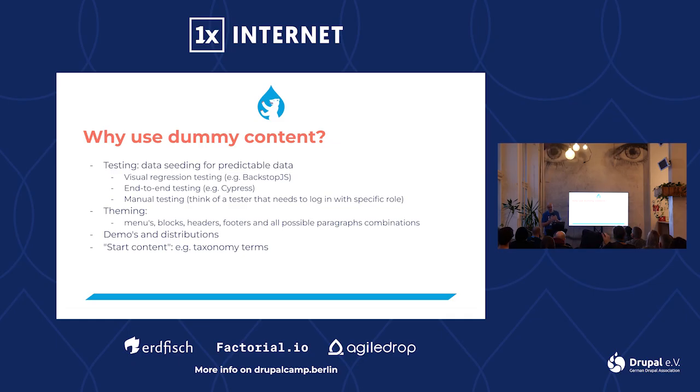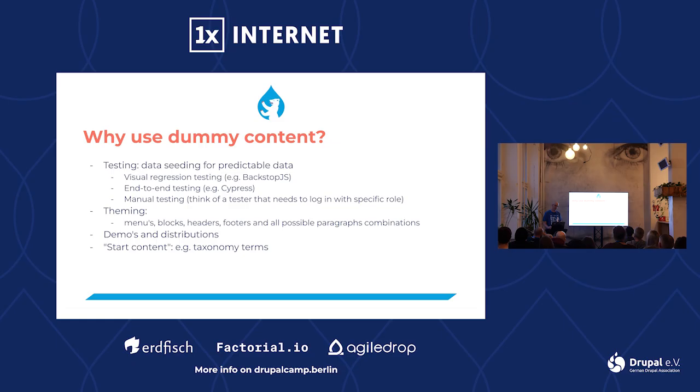I think, from my experience with testing, providing dummy data is the best way. It's the most practical way. It's also predictable, etc. We'll see this later. If you do visual regression testing with tools like Backstop.js, then there will be comparisons of screenshots of your website, and you need data for that.